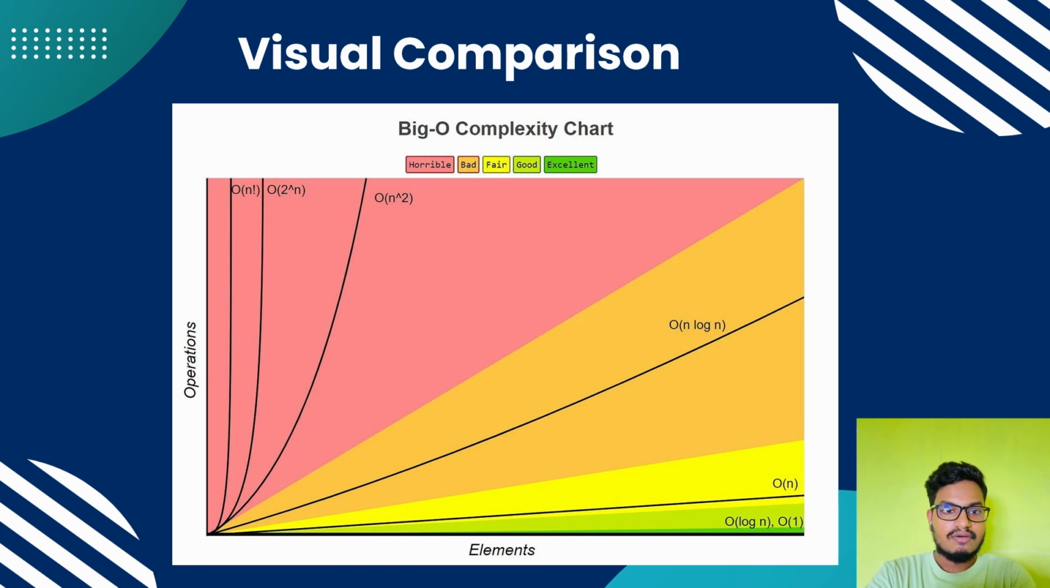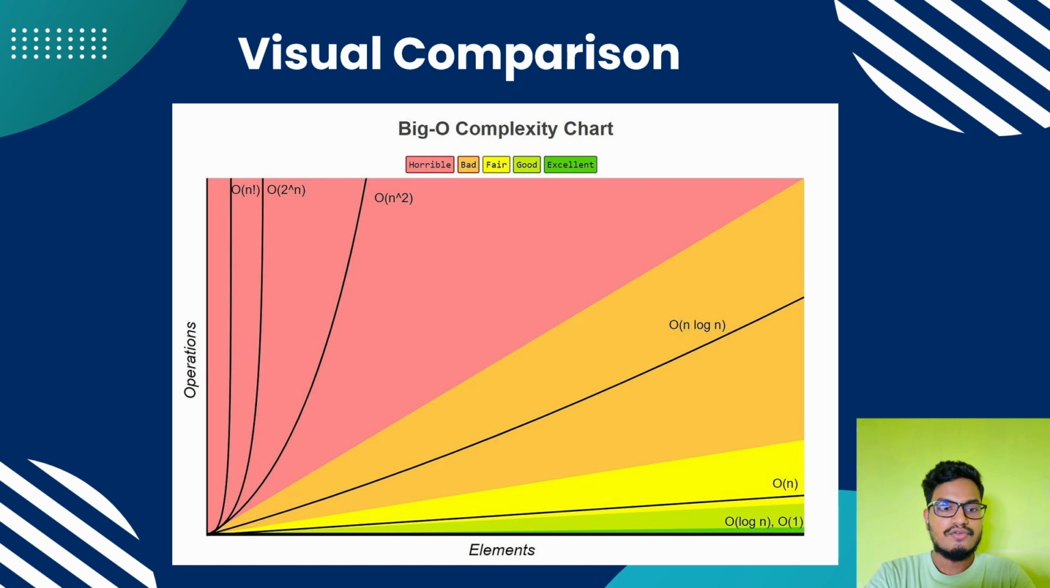Red zone, horrible performance. O of n factorial, O of 2 to the power n, O of n squared. These algorithms grow very fast. As the input increases even a little, the number of operations skyrockets. Example, solving a traveling salesman problem or deeply nested loops. Avoid these unless you are working with very small inputs.